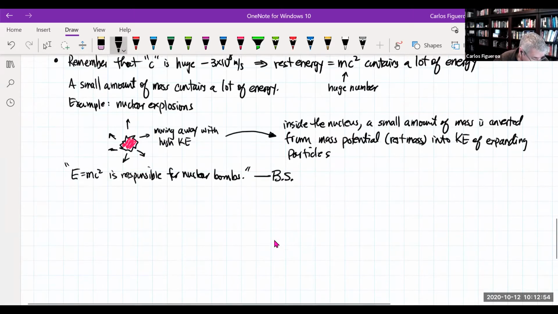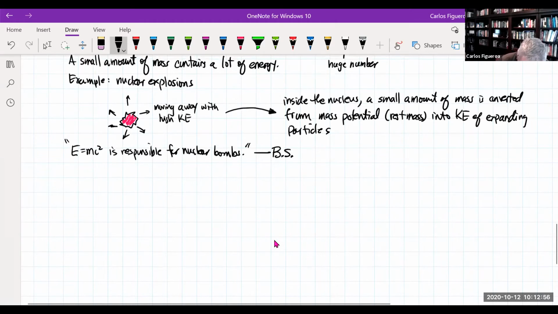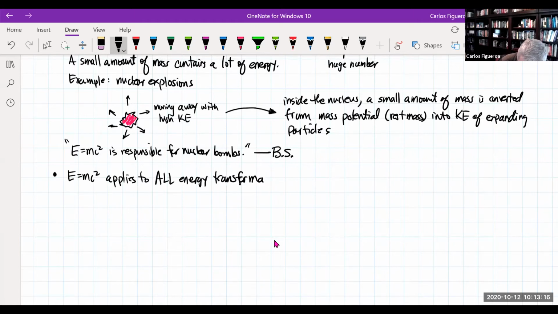But what we find here is that another thing we should talk about is that E equals mc squared applies to all energy transformations. Right? It applies to all energy transformations. That means if a chemical reaction occurs, E equals mc squared is there.